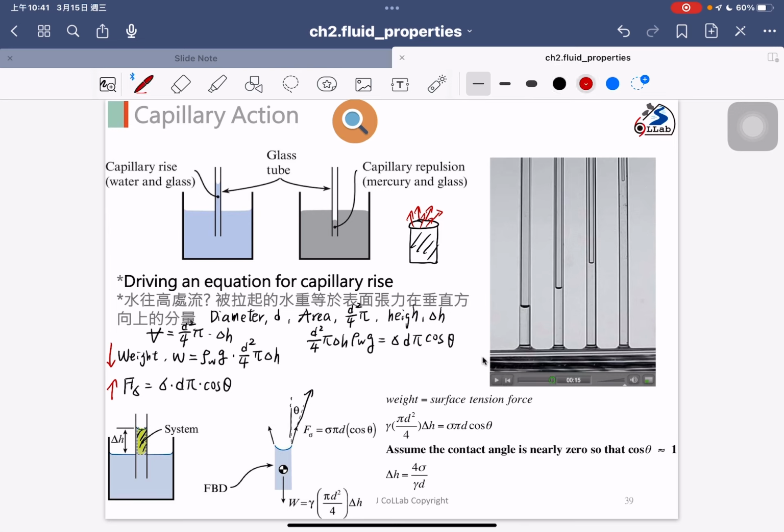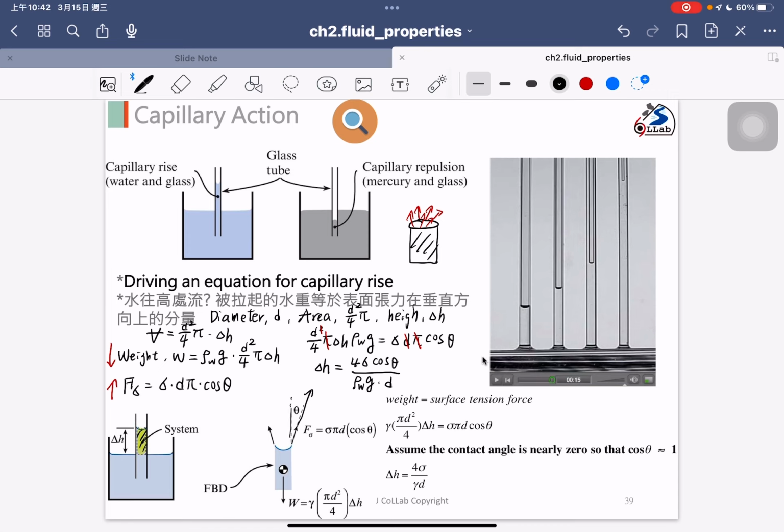So we are trying to cancel out some constant properties. The pi cancels out. And we have D to the first power here, so we don't have D squared. So we put delta H, the rising height, on the left-hand side, and move all the parameters to the right-hand side. So delta H equals 4 times sigma, the surface tension, times cosine theta, divided by rho g and D.